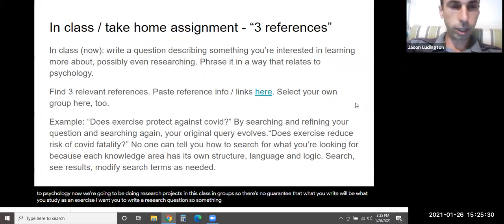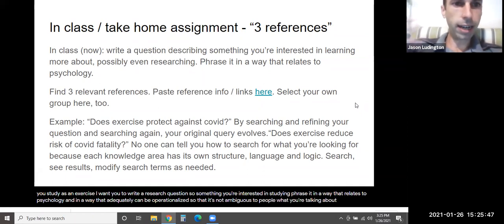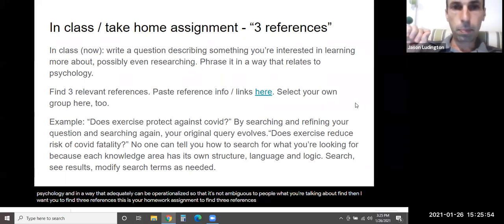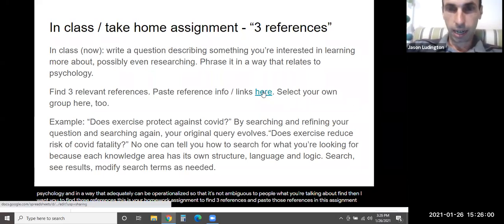So something you're interested in studying, phrase it in a way that relates to psychology and in a way that adequately can be operationalized so that it's not ambiguous to people what you're talking about. Then I want you to find 3 references. This is your homework assignment, to find 3 references and paste those references in this assignment sheet.